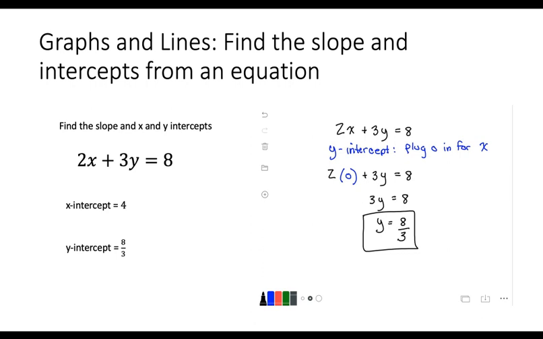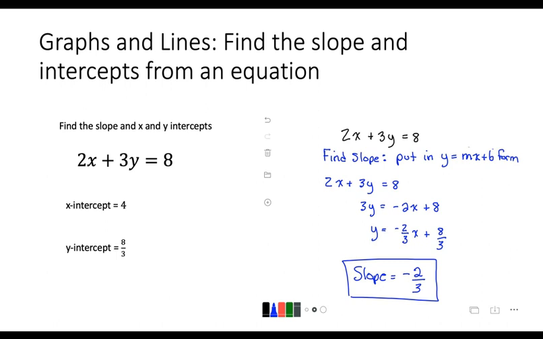And then lastly, we want to find the slope. To find the slope, we're going to put it into y equals mx plus b form. So we're going to solve this equation for y. What we did is we subtracted 2x from both sides, and then divided every term by 3 to get the y by itself. So when I divide by 3, I get y equals -2/3 x plus 8/3. So the slope is that m, -2/3.